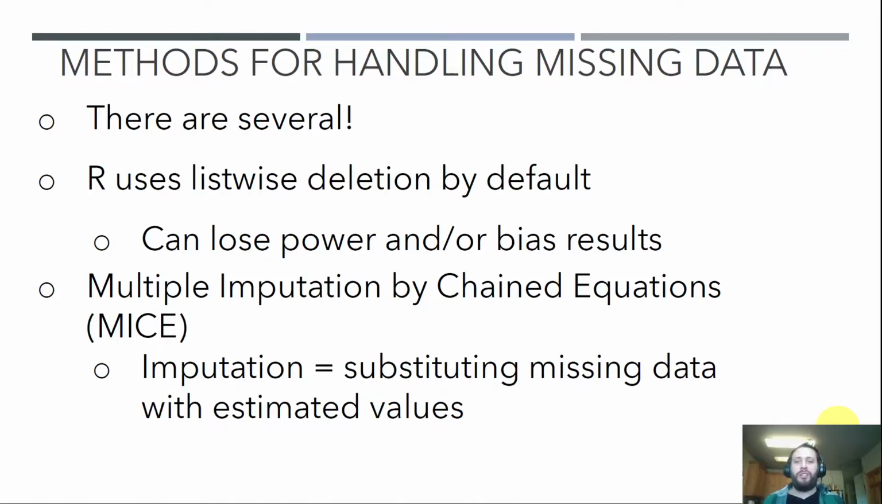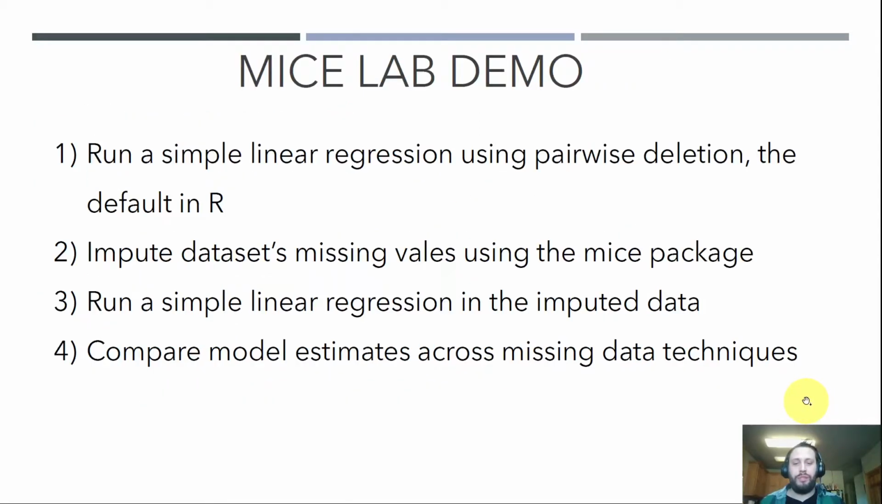We're going to be using a different method for handling missing data. Let it be known that there are a lot of different types of missing data and ways of handling missing data. R by default uses listwise deletion, which can make you lose a lot of power and or produce biased results. What we're going to be learning today is multiple imputation by chained equations, otherwise known as MICE for short, in which we use imputations to substitute the missing data with estimated values. So it's a little bit different than listwise. It doesn't just delete the case. Instead, we're going to be imputing actual numbers that are estimated values.